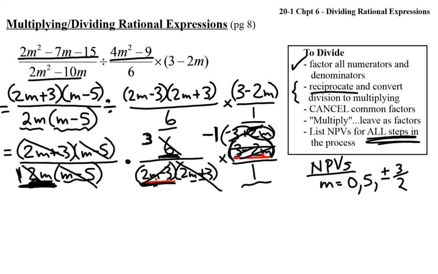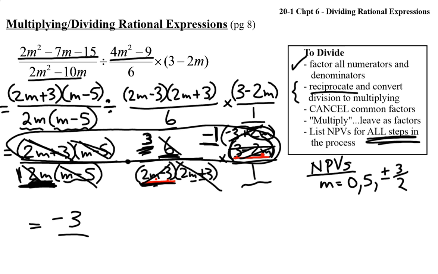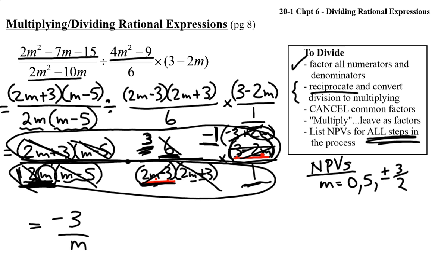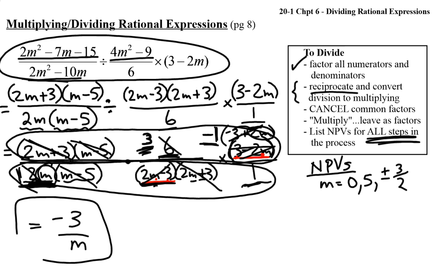At that point, now we look at what we're left with. What do we have in our numerator? Whole bunch of stuff canceled, but we're left with a 3 times negative 1, so we get negative 3. What are we left with in the denominator when we multiply? Well, we still have the m times 1, and m times 1 is m. So the answer to our question is negative 3m as long as m does not equal 0, 5, or positive or negative 3 halves.